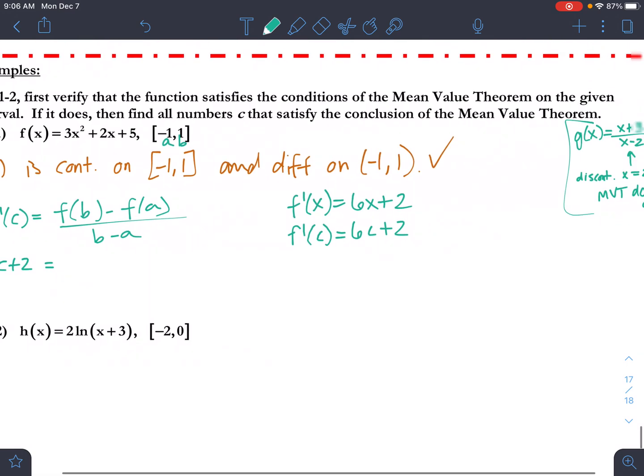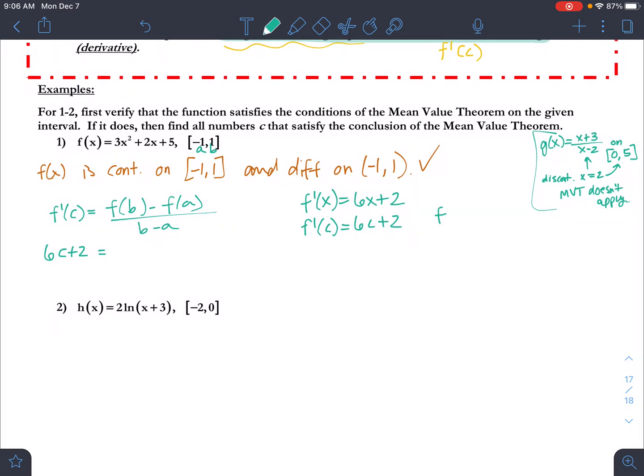All right, so that's this side. Okay, how about f of b minus f of a? Well, that would be f of 1 minus f of -1 over 1 minus -1. Let's see what we get. If we plug in 1 here, we get 10. If we plug in -1 here, f of -1 would be 6, and divided by, this ends up being 2. 4 divided by 2 is 2. So the average rate of change from -1 to 1 is 2.